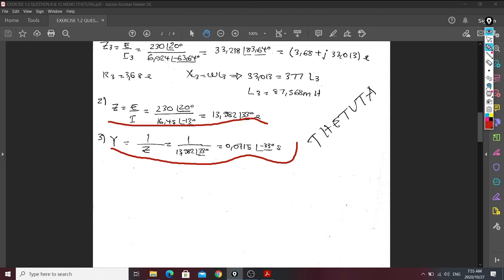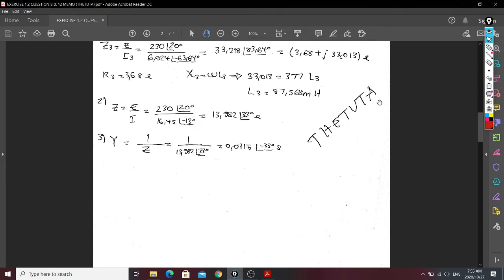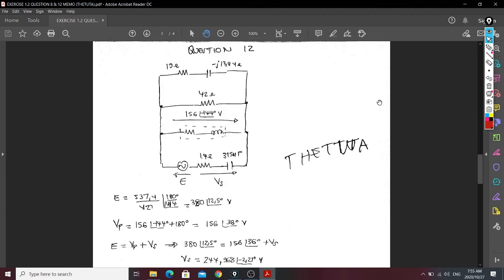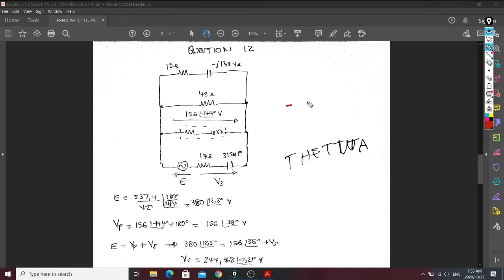Okay, and now we're going to have a look at the last question, which is question 12. And on question 12, there's just a small trick. Once you solve that trick, you have already solved your problem. Okay, so we know with Kirchhoff, if the current is going into a junction, let me do this.